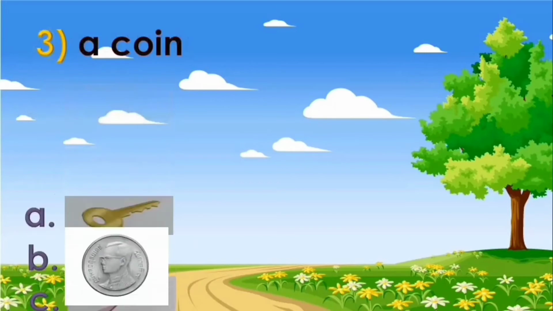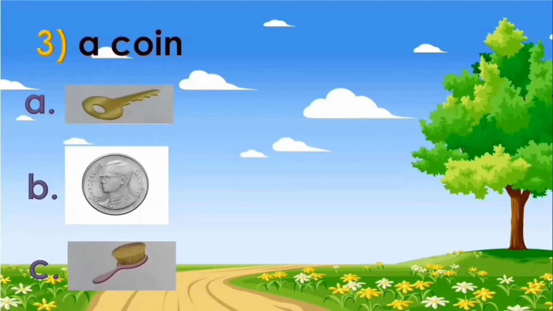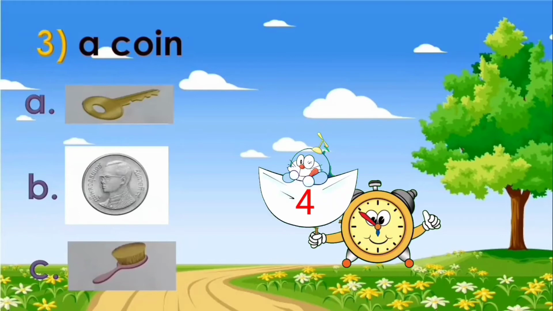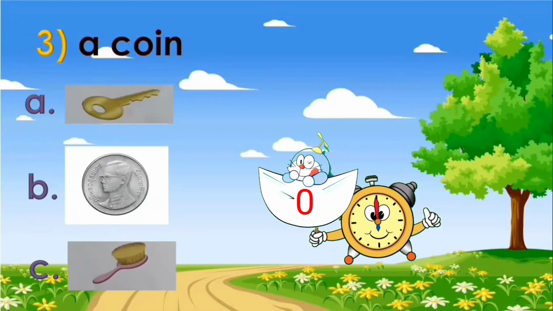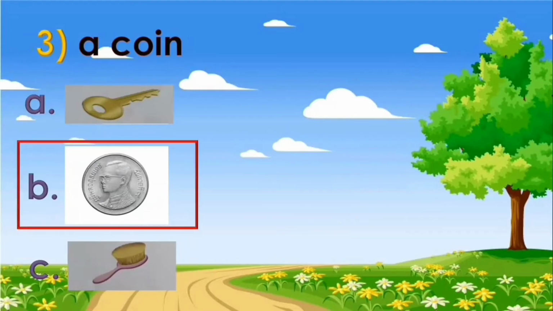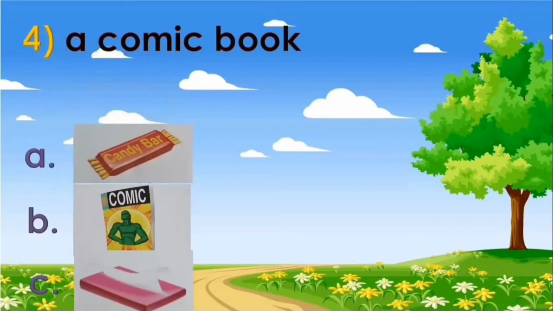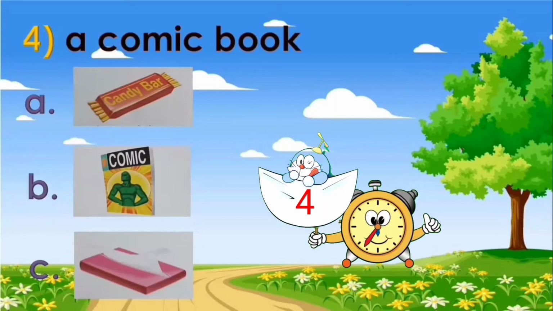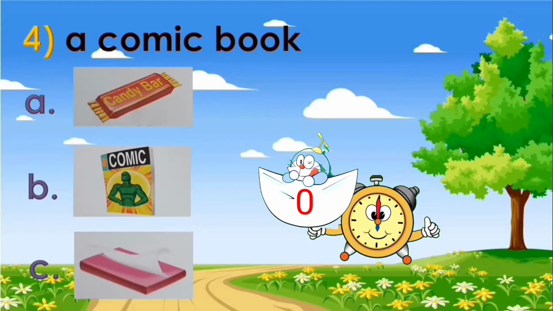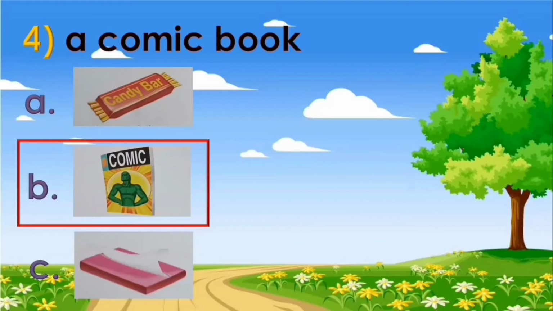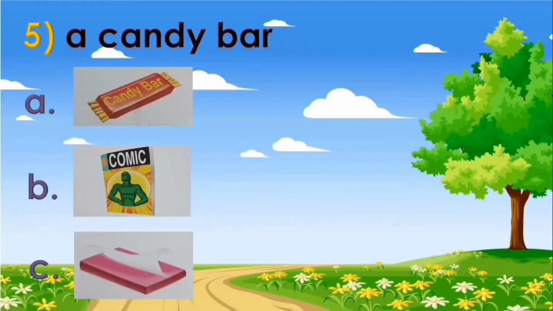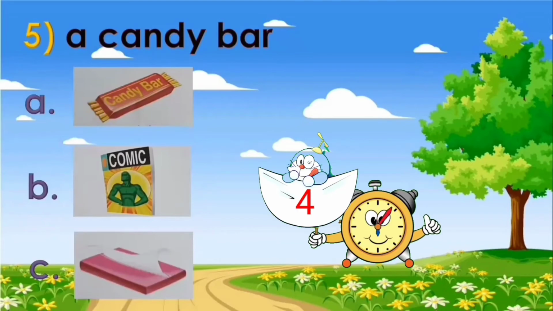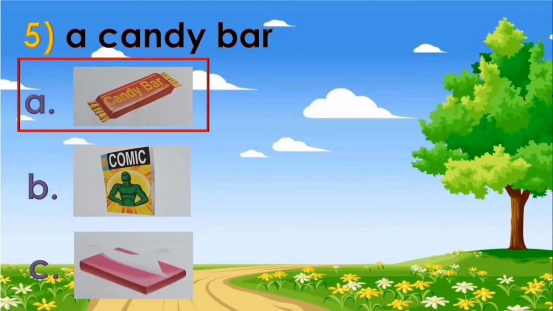Next, a coin. Again, a coin. A, B, C. Your time starts now. Time is up. The answer is letter B. Next, a comic book. Again, a comic book. A, B, C. Your time starts now. Time is up. The answer is letter B. Next, a candy bar. Again, a candy bar. A, B, C. Your time starts now. Time is up. The answer is letter A.